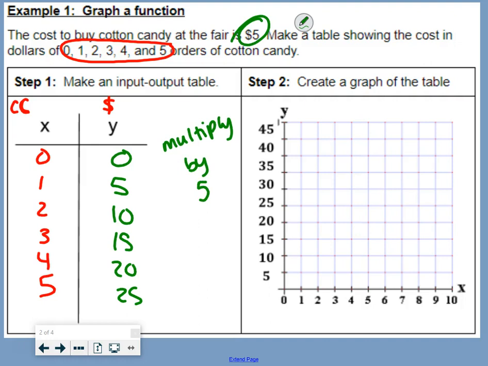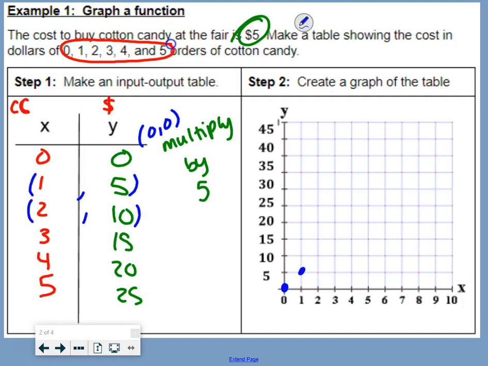Then we want to create a graph for this table. That's just plotting coordinate points. So 0, 0 would be the point 0, 0, which is at 0, 0. 1, 5 right here would be 1, 5. So we go over 1 on our x-axis, up 5 on our y.